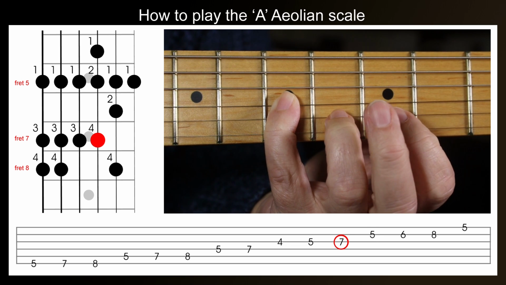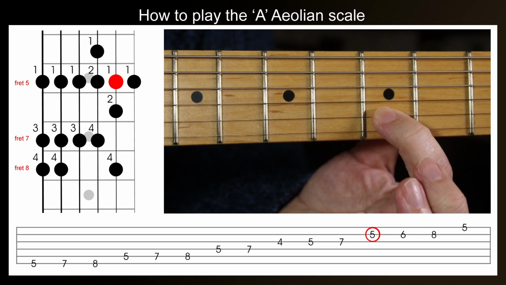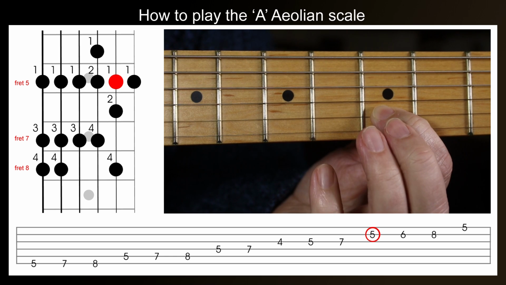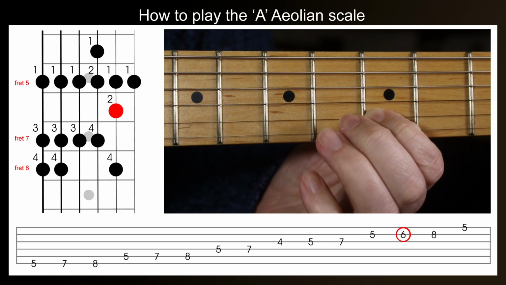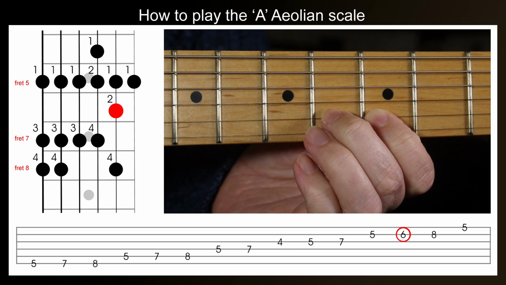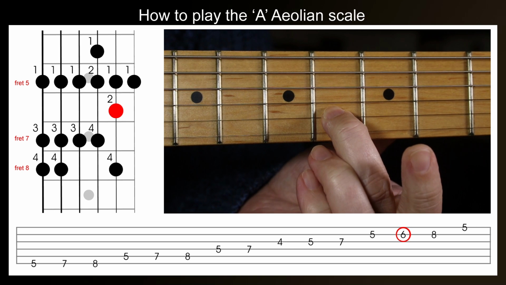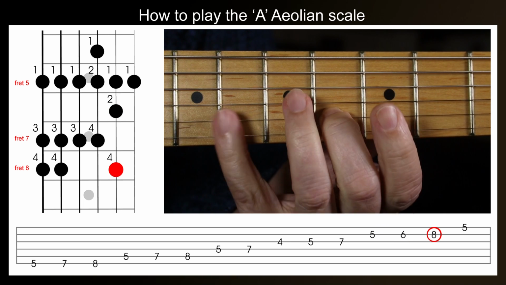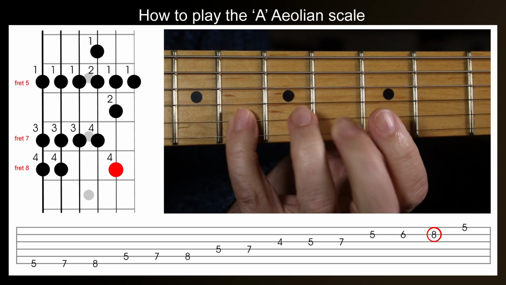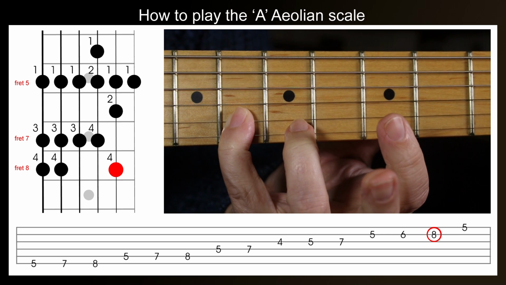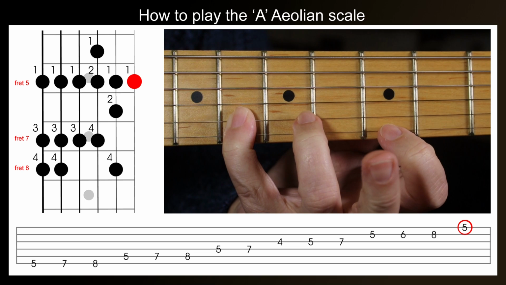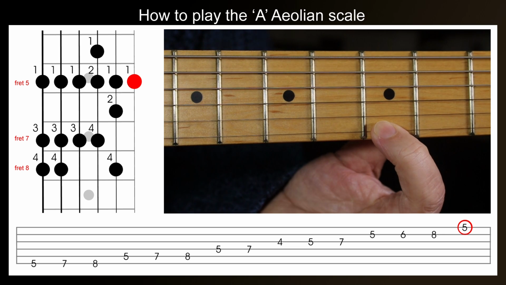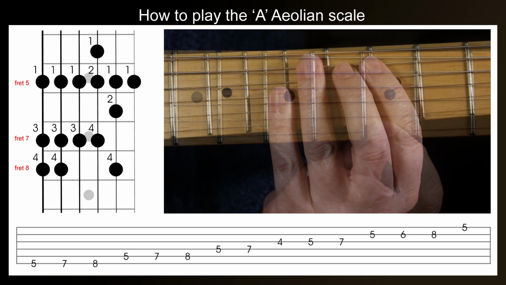Play the 5th fret of the B string with the 1st finger. Play the 6th fret of the B string with the 2nd finger. Play the 8th fret of the B string with the 4th finger. Finally, play the 5th fret of the top E string with the 1st finger. Now, let's hear that played again up and down the neck more quickly with a metronome.